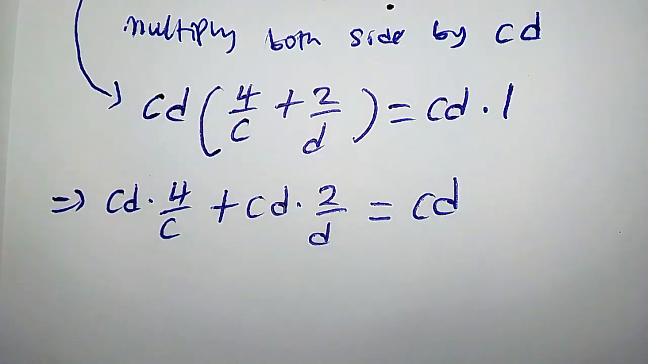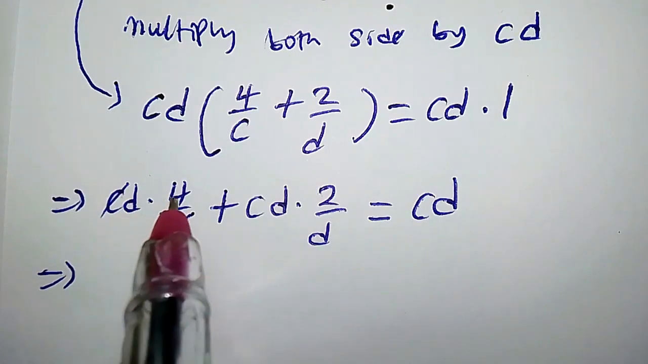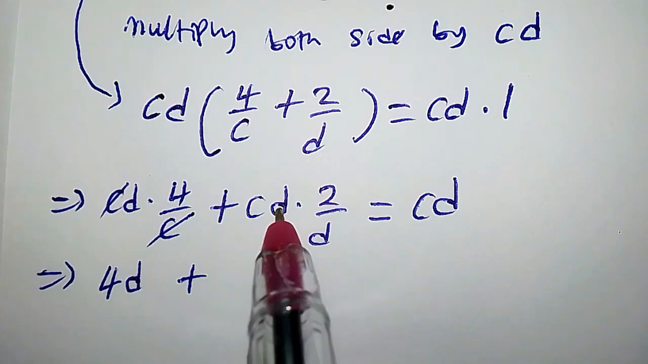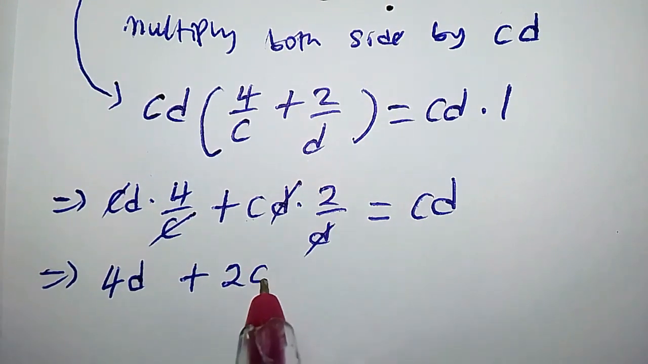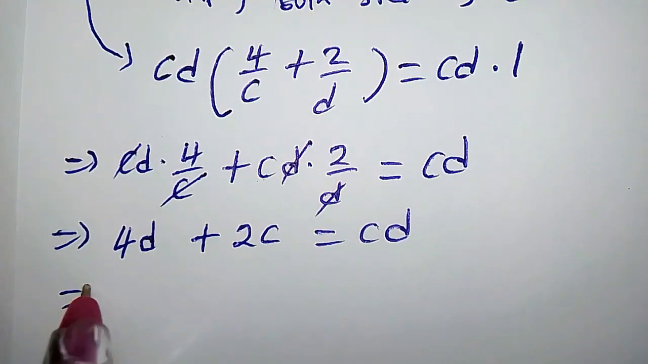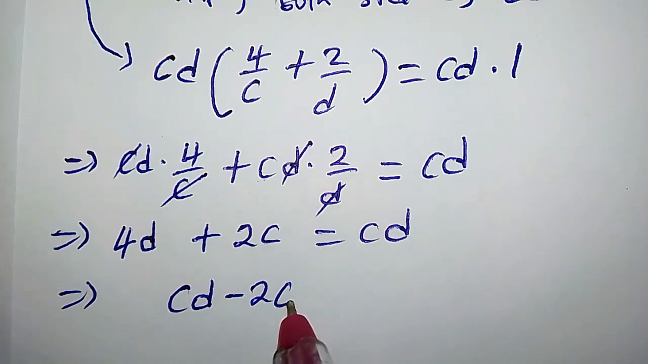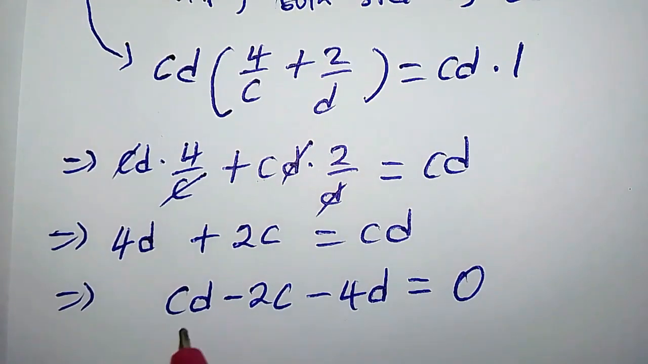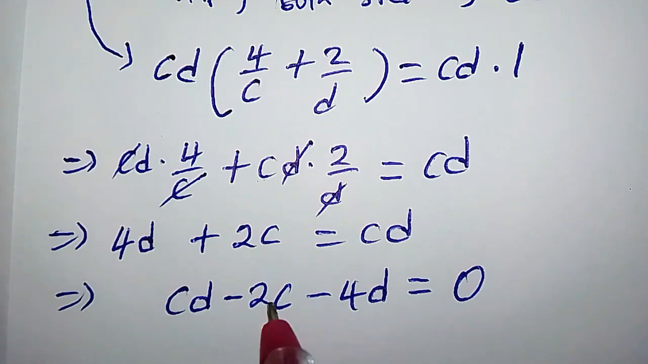Let's continue. This means that C cancels C, we are left with D times 4, that is 4D, plus also D cancels D here, we are left with C times 2, which is 2C, equal to CD. This means that CD minus 2C minus 4D is equal to 0. If we move each of these to the right hand side, we have this equation.